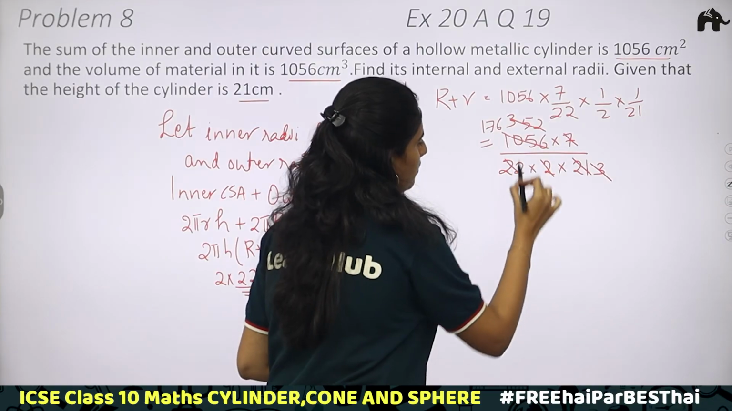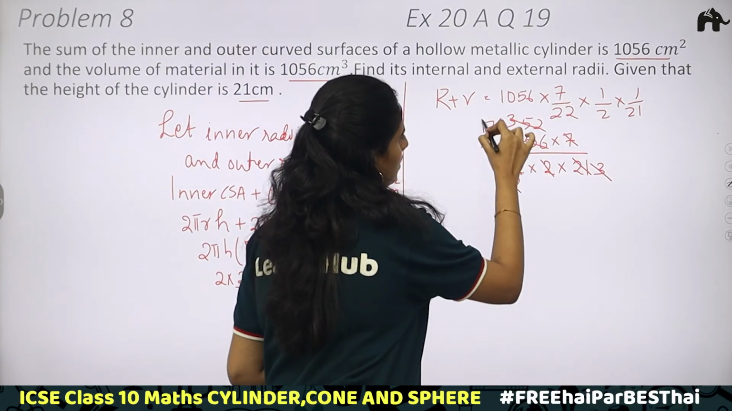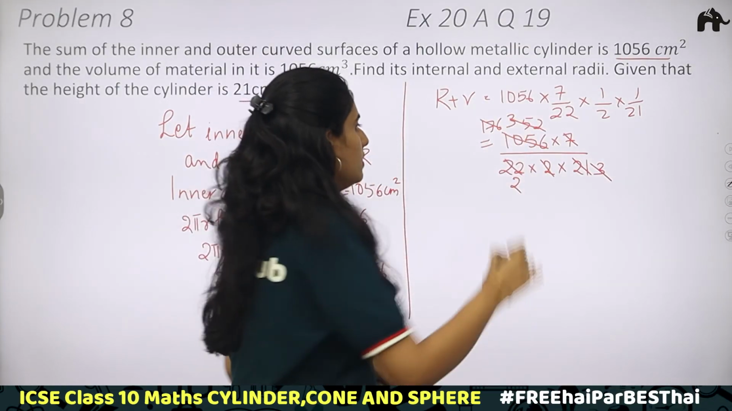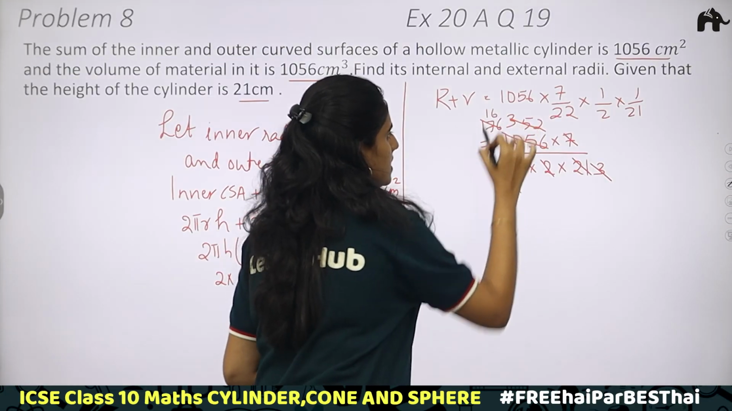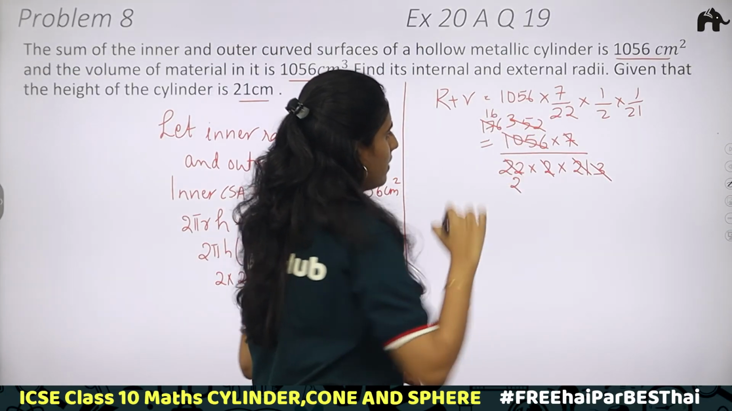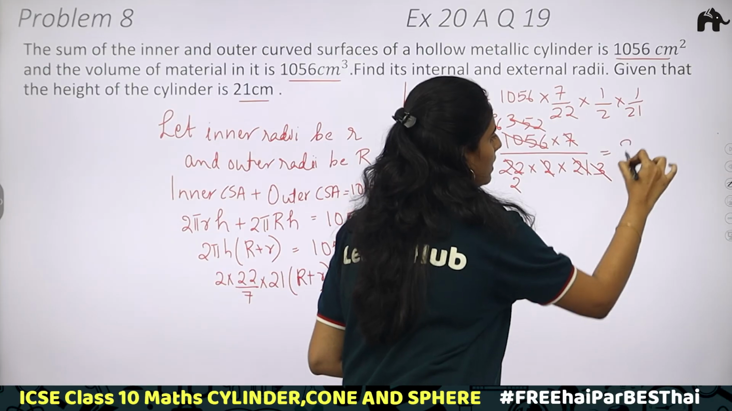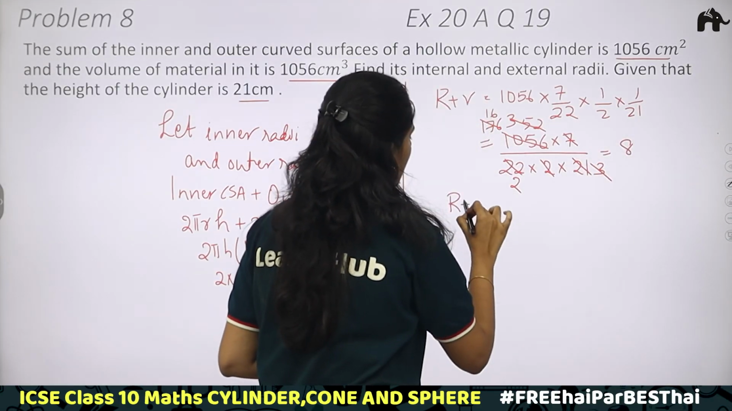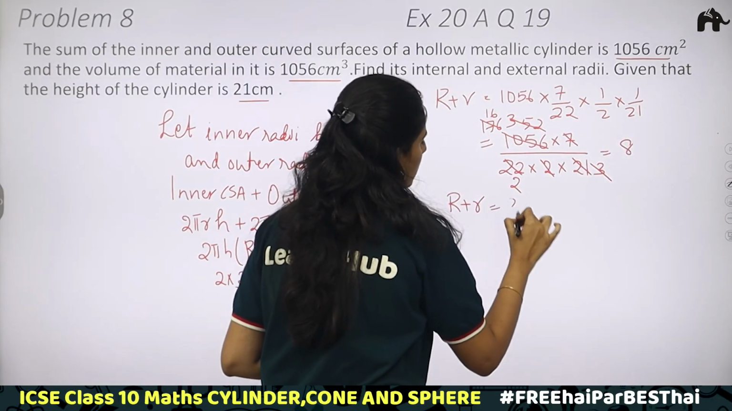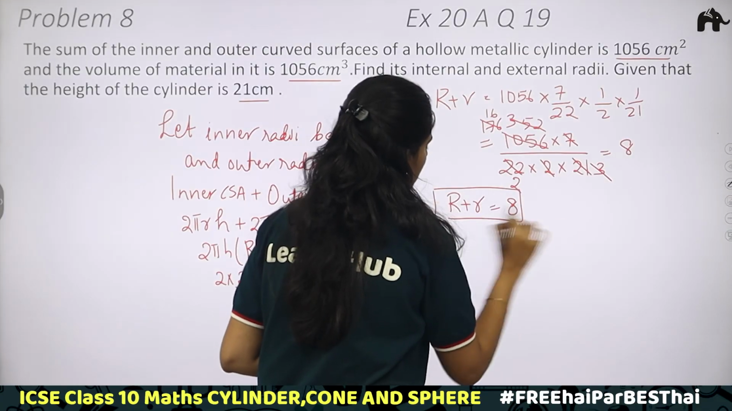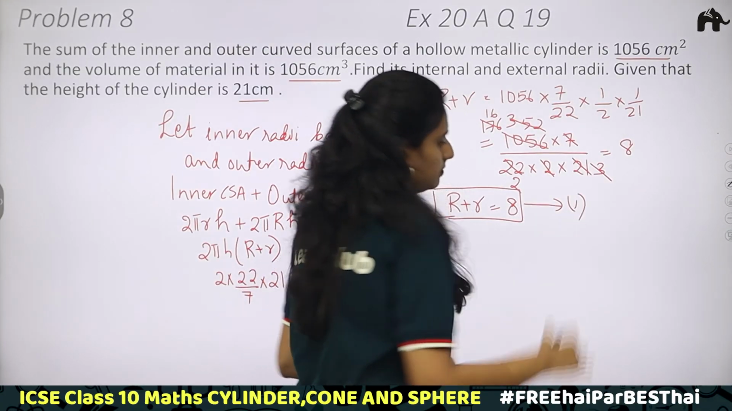22 is 11 into 2. Here we will be getting 16. Then 16 divided by 2 is equal to 8. Therefore, we got capital R plus small r is equal to 8. Okay, keep it as equation 1.